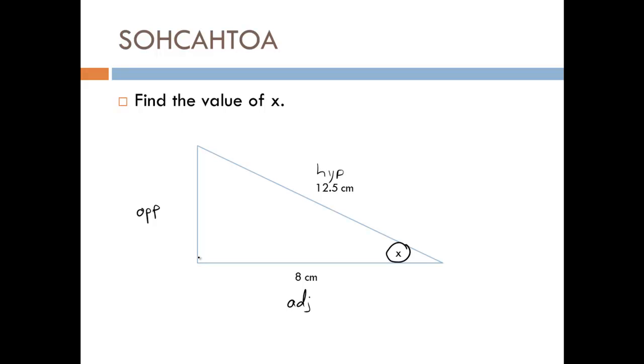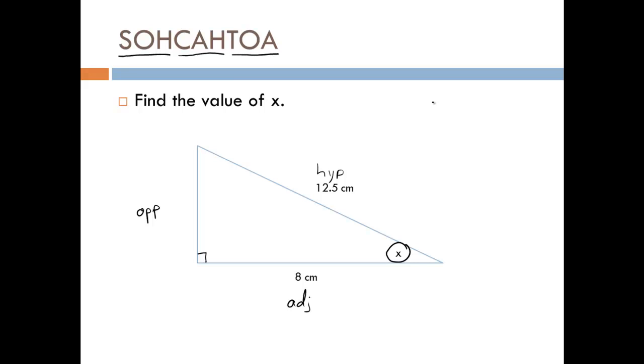And the hypotenuse is always the side opposite the right angle. And the three relationships we had for trig was that sine is related to the opposite and the hypotenuse. Cosine is related to the adjacent and the hypotenuse. And tangent is related to the opposite and the adjacent.